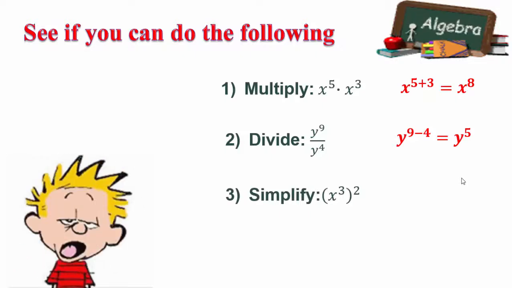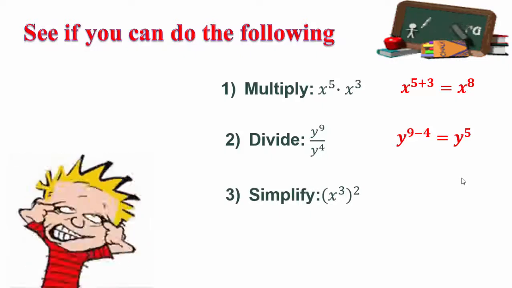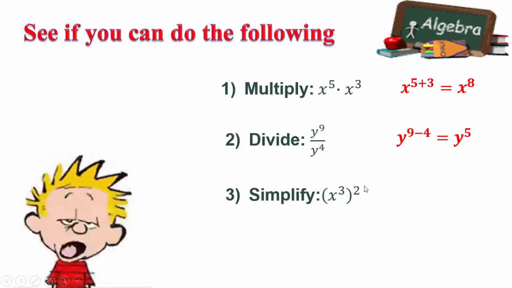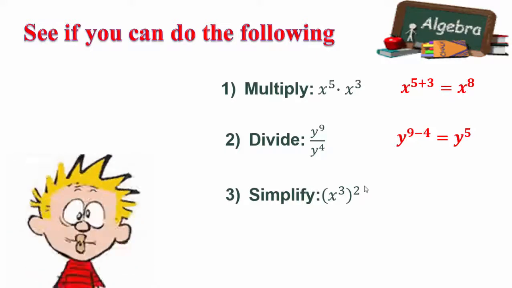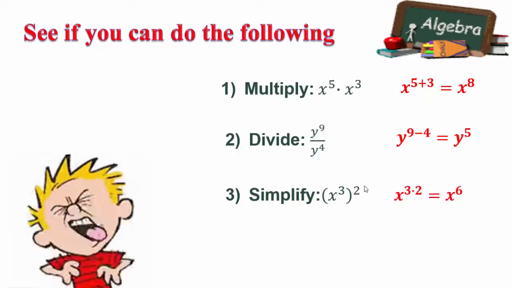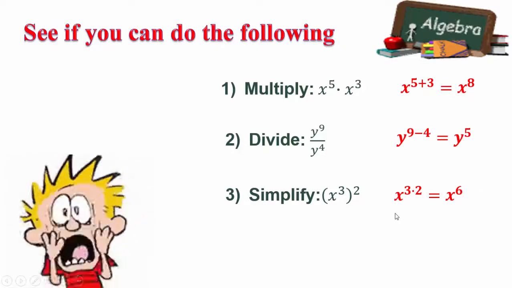And then finally, here we have an exponent, or a power, to a power. If you haven't learned it before, don't worry about it, we're going to learn it. And if you have, just see if you remember how to do it. When we have a power to a power, we multiply, so it's 3 times 2, and that will give you x to the sixth.